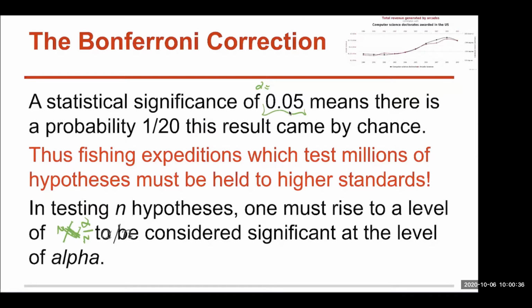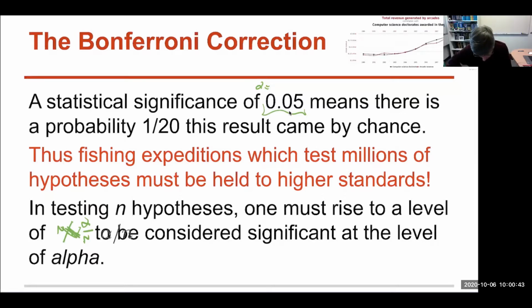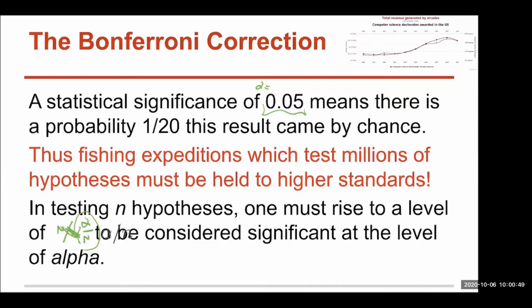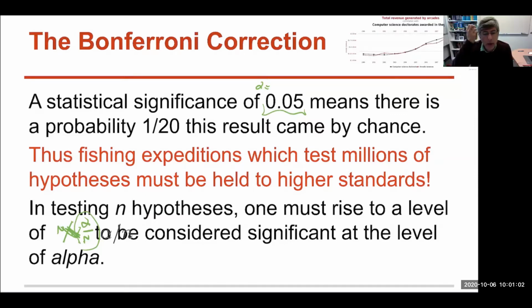Professor, shouldn't it be n by alpha instead of alpha by n? Okay, I didn't quite hear that. Does anybody, try it again, speak more clearly into the mic. You have written in the slide, in testing n hypotheses, one must go to a level of alpha by n. I'm saying that it should be n by alpha probably. N by alpha, okay? So the answer is, what do we want?